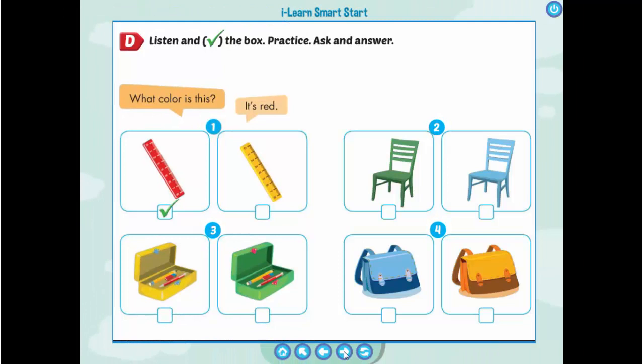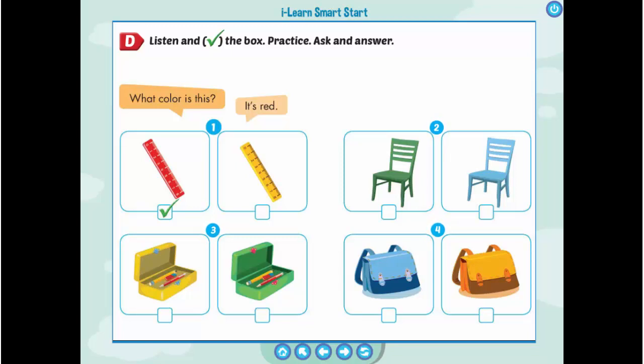D. Listen and tick the box. Practice. Ask and answer. Look at the pictures. Listen. There is one example. 1. What color is this? It's red. Can you see the tick? This is an example. Now listen and tick the box.